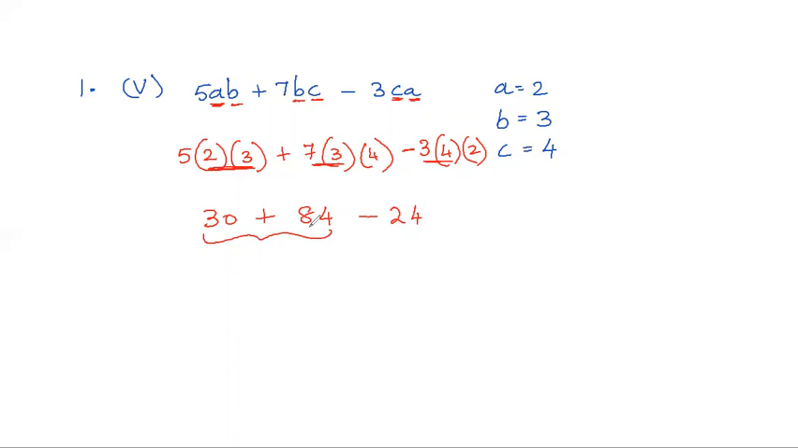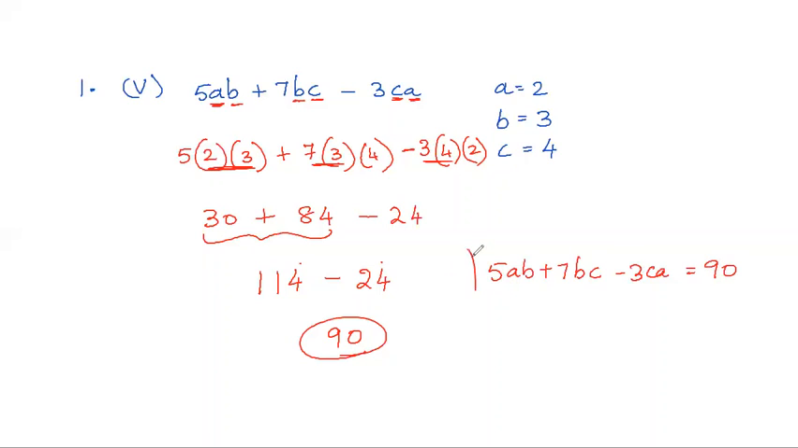What do you get? 30 plus 84. That will give you 114. Minus 24. So when you do the subtraction, 4 minus 4 will give you 0. And then 11 minus 2 will give you 9. So the answer for this expression is 90. 5ab plus 7bc minus 3ca is equal to 90. So this is how you should proceed with the answers. I guess you will be able to work out the remaining 3 subdivisions from the same problem. In problem number 1, the other 3 subdivisions are also similar to this.